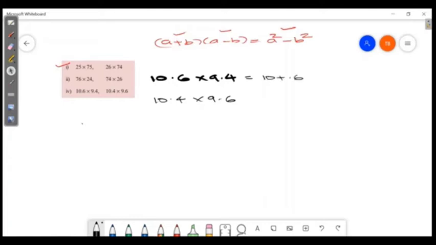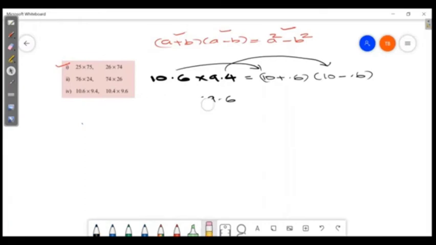So a is 10, isn't it? So we can represent 10.6 as 10 plus 0.6 and 9.4 as 10 minus 0.6. Clear? That is 10 plus 0.6, 10 minus 0.6. Our a is 10 and our b is 0.6. So that is in the form a plus b into a minus b. So we can use the identity a plus b into a minus b as a square minus b square, where a is 10 and b is 0.6. So the expression becomes 10 square minus 0.6 square.